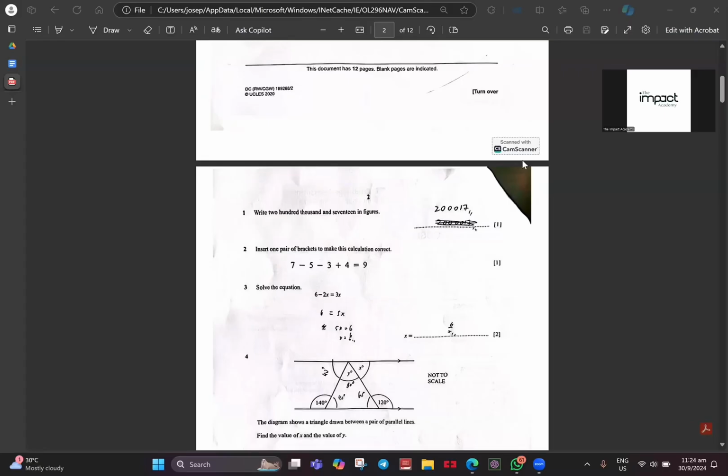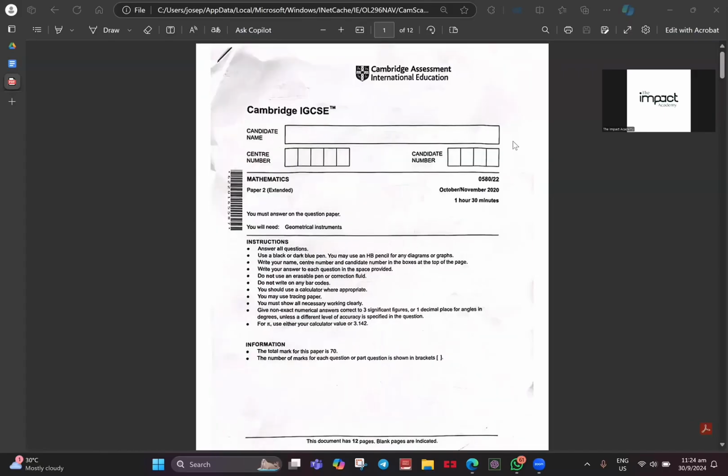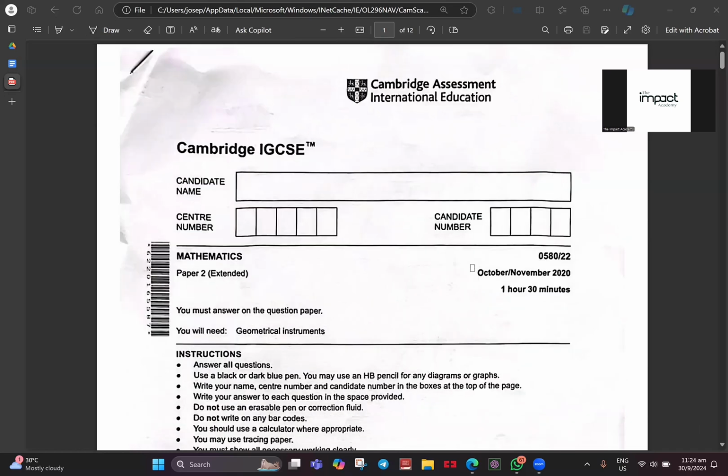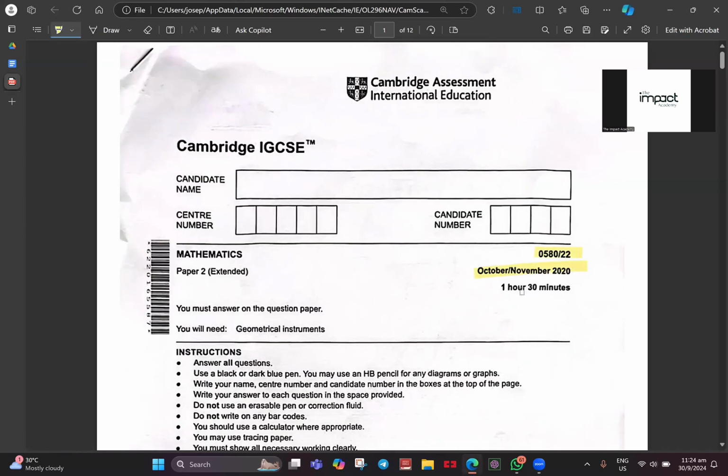Okay, hi everyone. Today we are looking at an IGCSE paper. As you can see over here, this is from 2020-0580, and this is Paper 2 Extended. So without any further ado, let's get right into it.